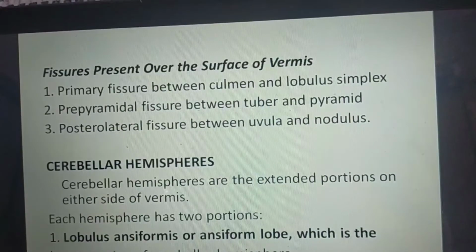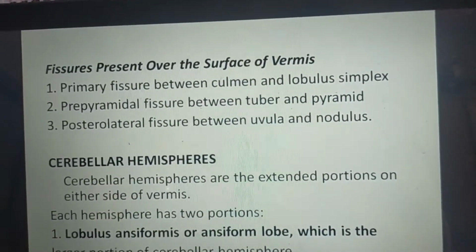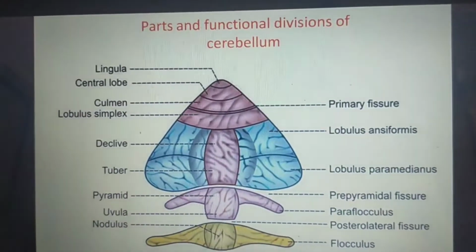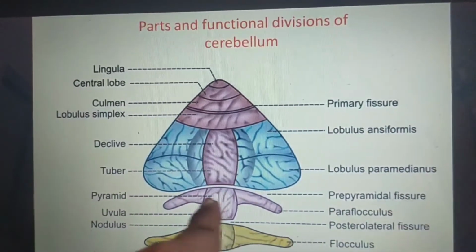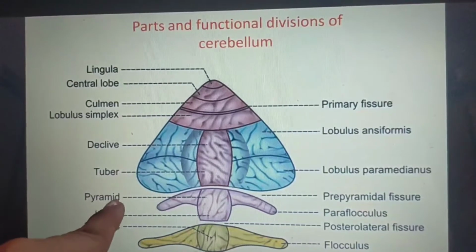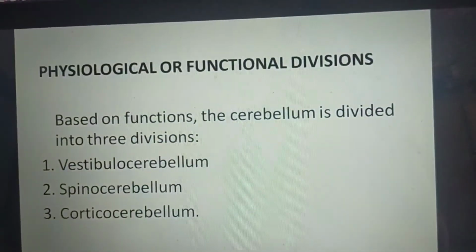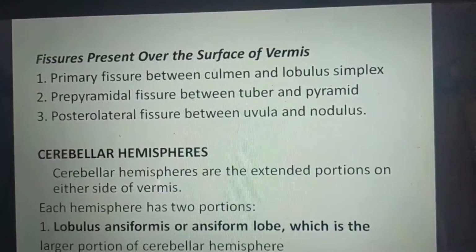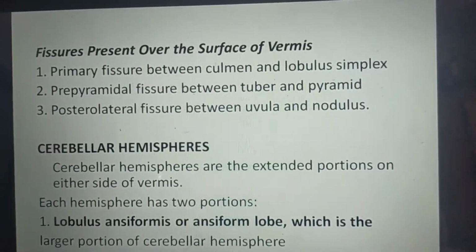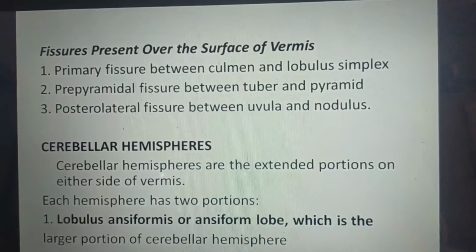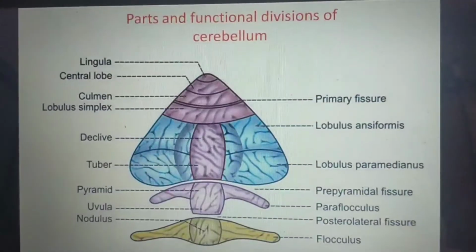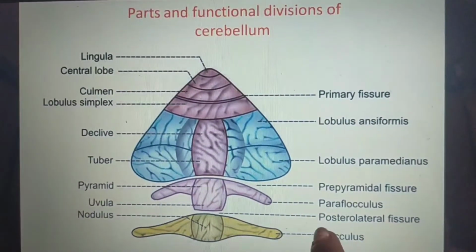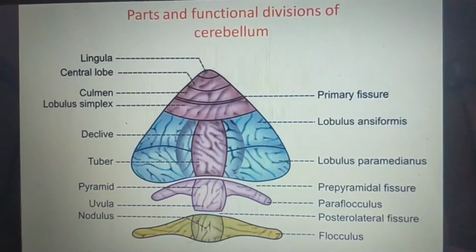Second is a pre-pyramid fissure between tuber and pyramid. This is a pre-pyramid fissure between tuber and pyramid. And third is a posterolateral fissure between uvula and nodulus. Between uvula and nodulus, there is a posterolateral fissure.